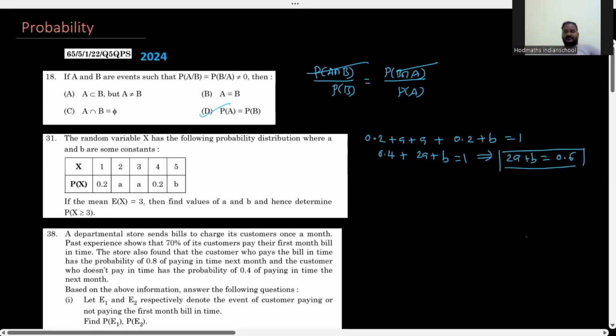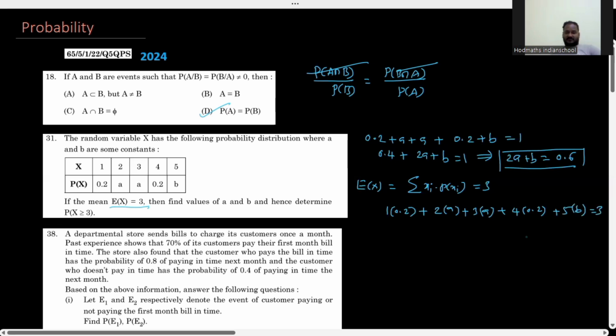This is one piece of information, and one more is given: the mean, the expectation of X, is equal to 3. What do you mean by expectation of X? Expectation of X is equal to sigma xi into p of xi, which is given as 3. So xi into p of xi means 1 into 0.2 plus 2 into a plus 3 into a plus 4 into 0.2 plus 5 into b, which is equal to 3.